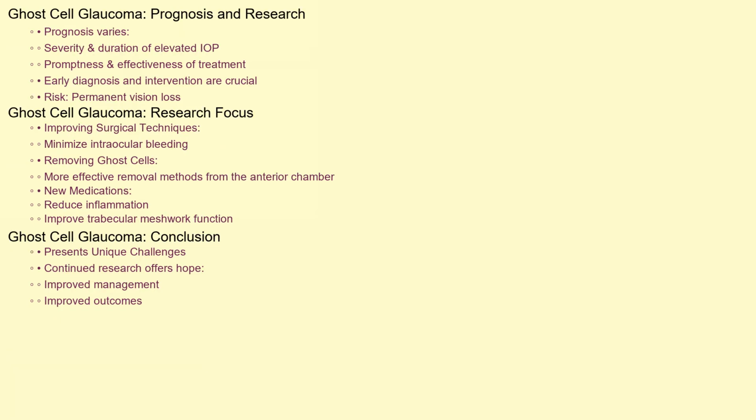The prognosis for ghost cell glaucoma varies depending on the severity and duration of the elevated intraocular pressure, as well as the promptness and effectiveness of treatment. Early diagnosis and intervention are crucial to minimize the risk of permanent vision loss. Recent research has focused on improving surgical techniques to minimize intraocular bleeding and developing more effective ways to remove ghost cells from the anterior chamber. Studies are also exploring the potential of new medications to reduce inflammation and improve trabecular meshwork function. While ghost cell glaucoma presents unique challenges, continued research offers hope for improved management and outcomes.